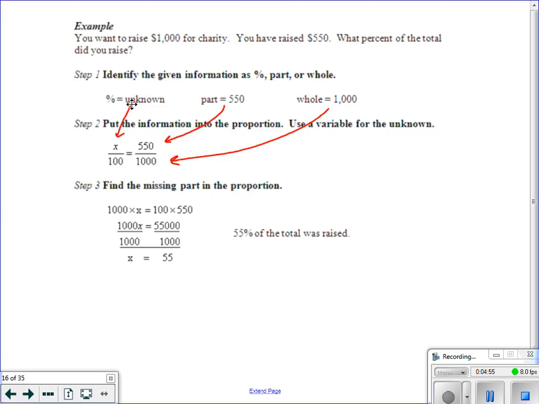And again, we just solve it the way we solved other proportions that we've worked with. So 1,000 times X is 1,000X. 100 times 550 is 55,000. So divide by 1,000, 55,000 divided by 1,000 is 55. So that $550 is 55% of the total that we want to raise. So 55% of the 1,000.